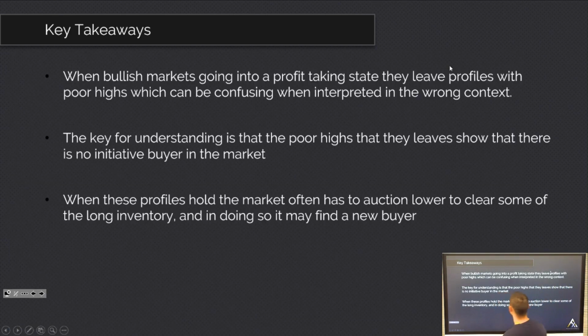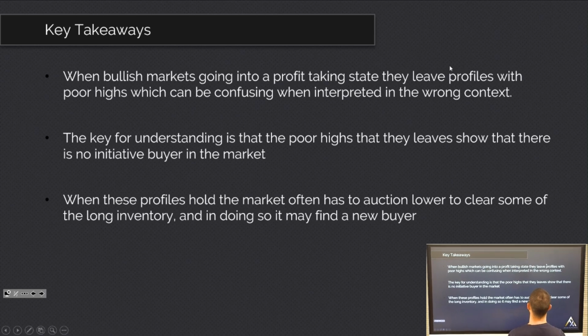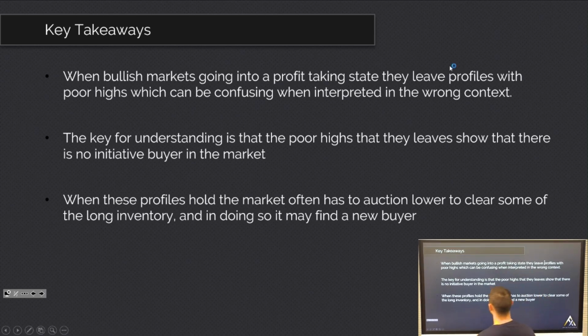Now, just going again into key takeaways. So when a bullish market's going into a profit-taking state, they start to leave profiles with poor highs, which can be confusing when interpreted in the wrong context. So here, I'm just going back into what I said at the start when I drew that diagram about the liquidation half profile. The key for understanding this is that the poor highs show that there's no initiative buyer in the market, because that initiative buyer would give you the tail and then round the profile out a little bit more at the top.